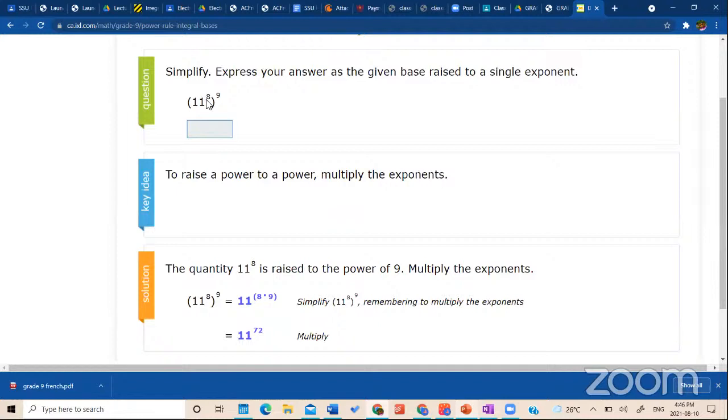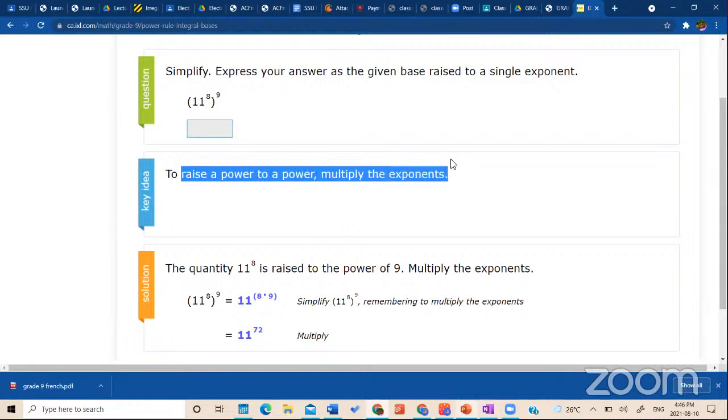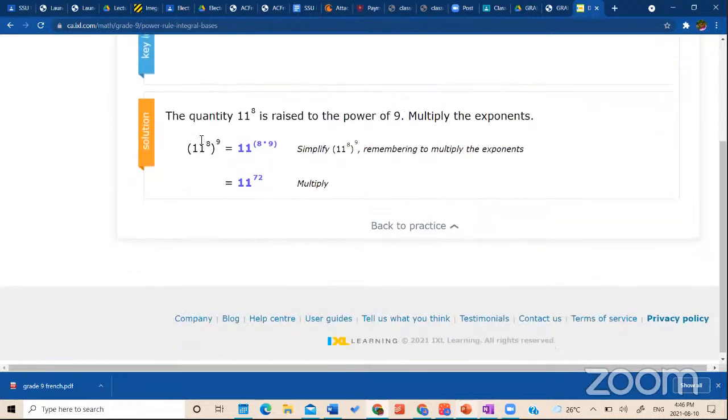Okay, so before we saw numbers with the same base and different exponents, but now we're seeing an exponent raised to another exponent. To raise a power to a power, you have to multiply the exponents. So if we want to do 11 to the exponent 8, all raised to the exponent 9, you keep the same base but multiply the exponents. So 8 times 9 is 72. Okay, makes sense.